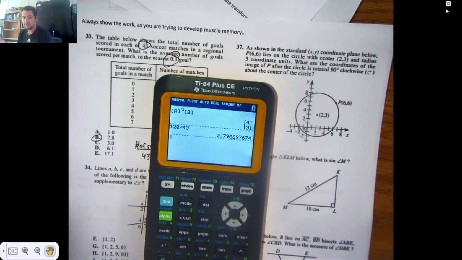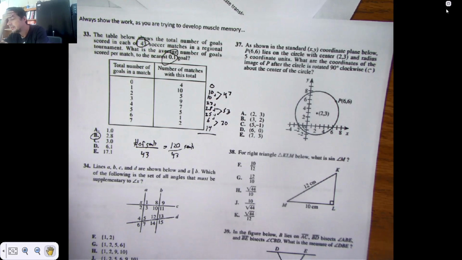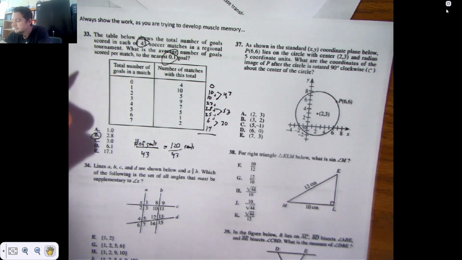And on the ACT, I would not have checked myself. I'm just showing you I was right. I wouldn't have checked myself on the ACT. I won't have time to check. That was 10 seconds of my life.